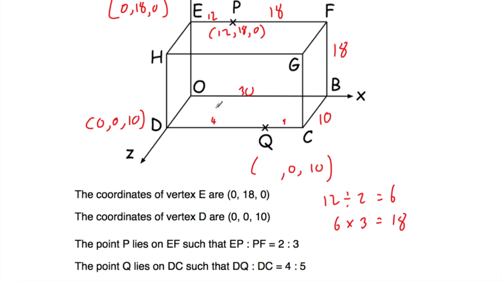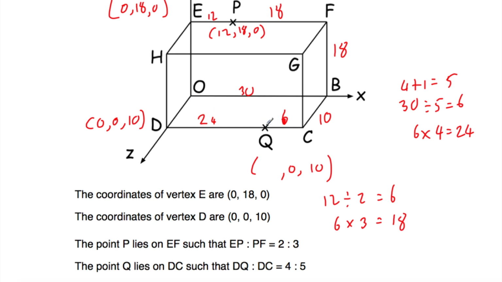So if we divide 30 in the ratio 4 to 1, we can then find the length of DQ. So let's do 4 plus 1, which is equal to 5. 30 divided by 5 is equal to 6. And then if we take our 6 and multiply by 4, that's equal to 24. So the length from D to Q would be 24, and the length from Q to C would be 6. Because 24 and 6 add together to be 30, the whole way across the cuboid. And if we check the ratio, DQ to DC, that's 24 to 30, and if you cancel that down, that's 4 to 5. So DQ is 24.